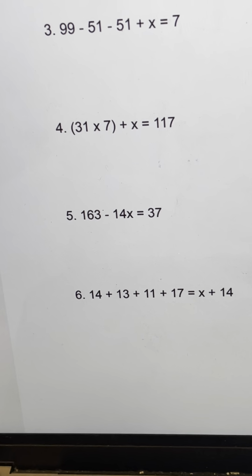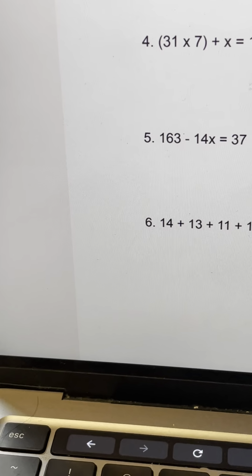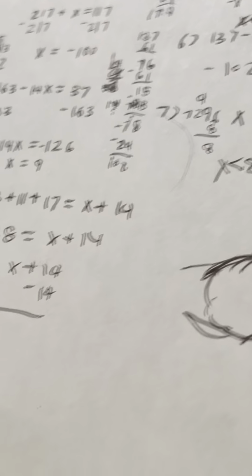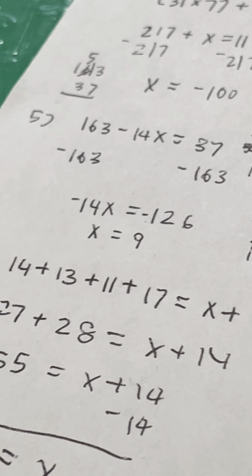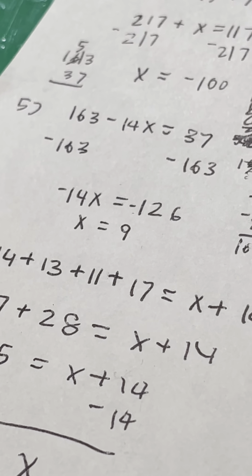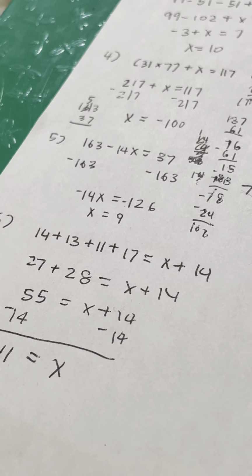Number 5, 63 minus 14x plus 37. So for this one, you would have to subtract 63 from each side and then divide it by negative 14, which gets you x equals 9.